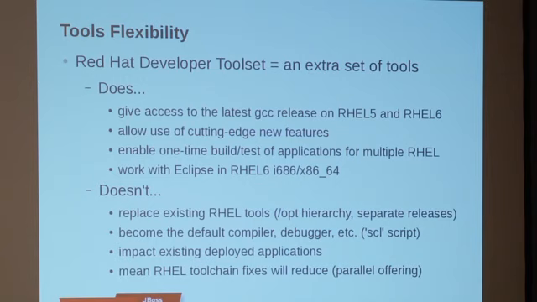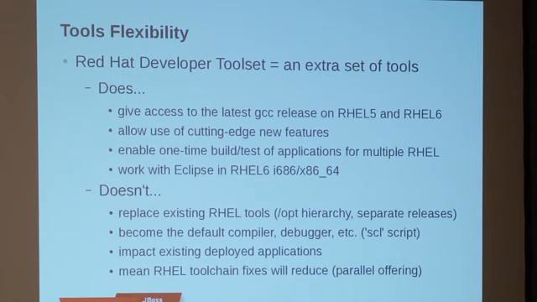So some important things to say about Toolset. Toolset is an extra set of tools. It gives you access to the latest GCC release on RHEL 5 and 6. It allows you to get access to those cutting-edge features that we were talking about. It enables you to build your application once, do some smoke testing on various minor versions, and then deploy across RHEL 5 and 6 supported versions. And it actually works really well with the Eclipse in RHEL 6.3 for C and C++ x86 development.